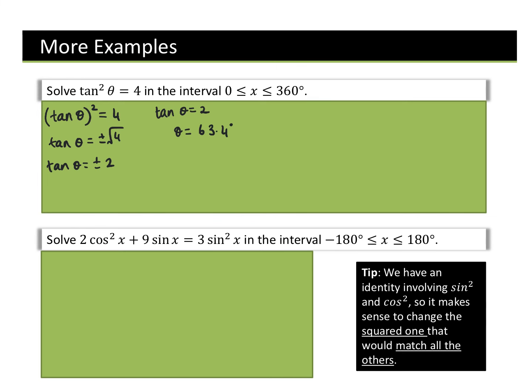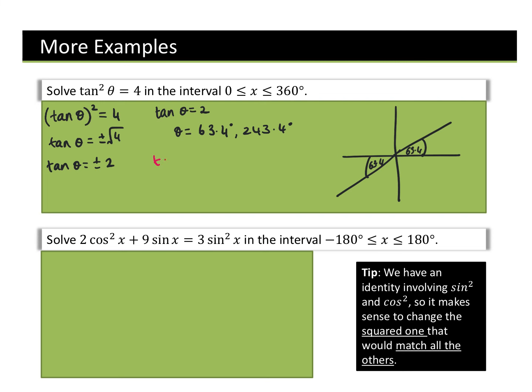So when tan theta equals 2, theta equals inverse tan of 2, which is 63.4 degrees. Now remember, this isn't our only solution. So when we have tan, we have 63.4 and 63.4. So I'm going to go round, start at 0, 63.4, and then I'm going to do 180 plus 63.4, which is 243.4 degrees. So I've done my first one.